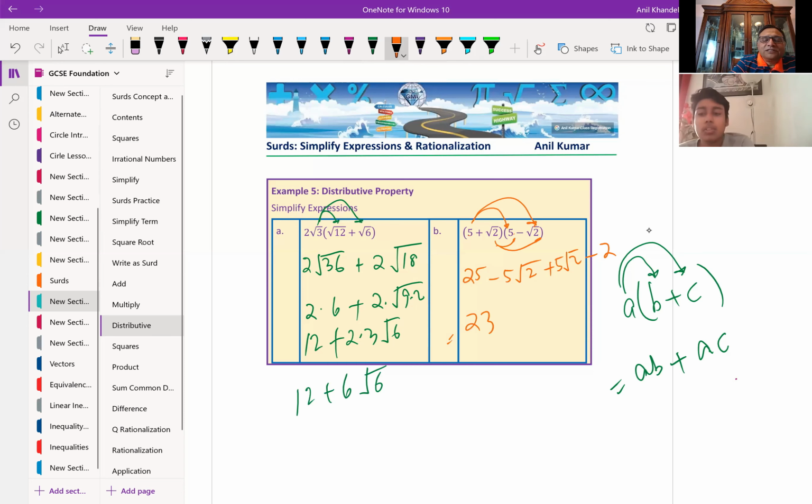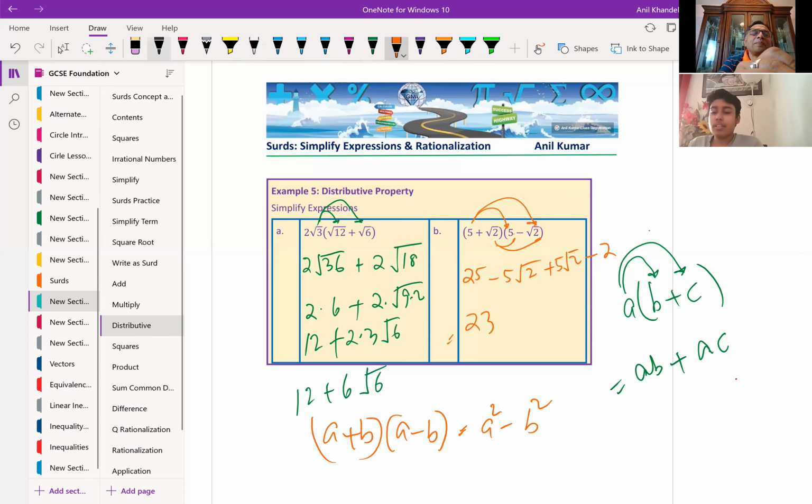Okay, sir. So this is the same as what is (A plus B) times (A minus B) equals to? It is A square minus B square, right? So we did get A square minus B square, which is 5 square, 25, minus square root 2 square, which is 2. You get the idea? Okay, sir. Yes, sir. We get 25 minus square root 2 square. Is it okay? Yeah, okay, sir. Which is 23. Right.